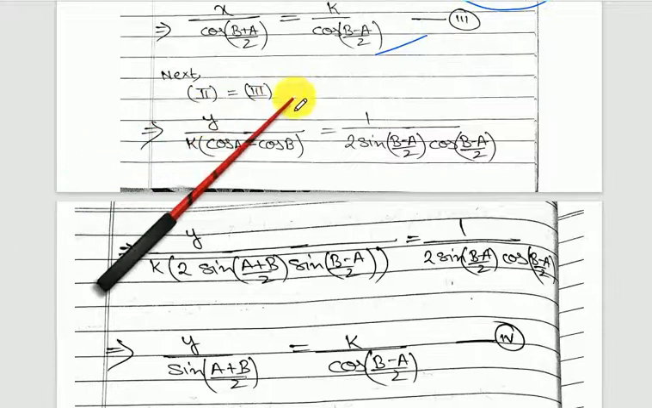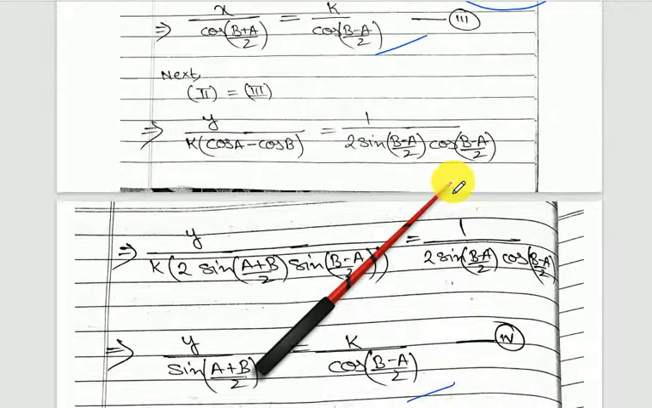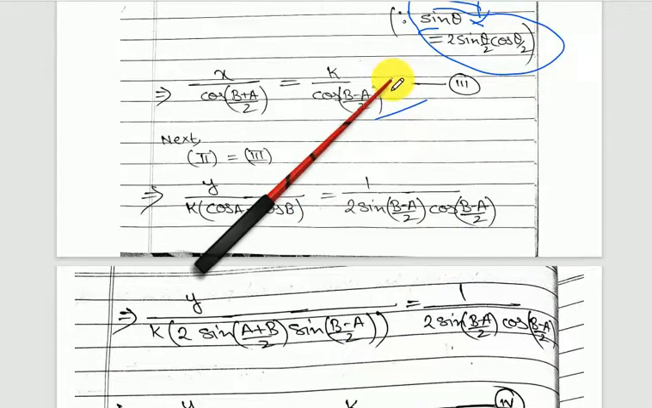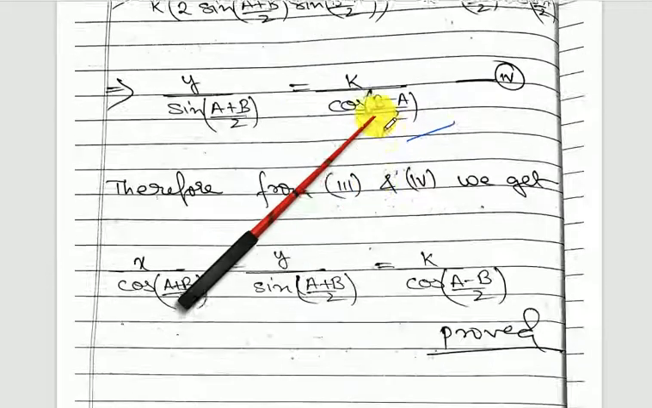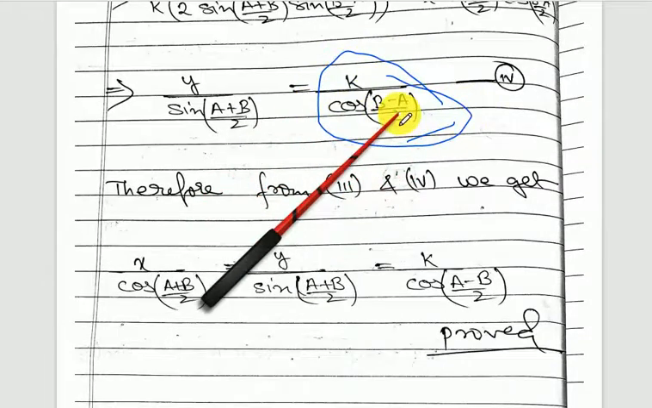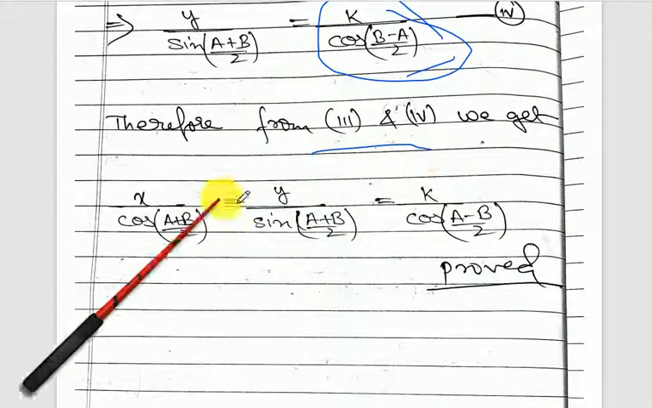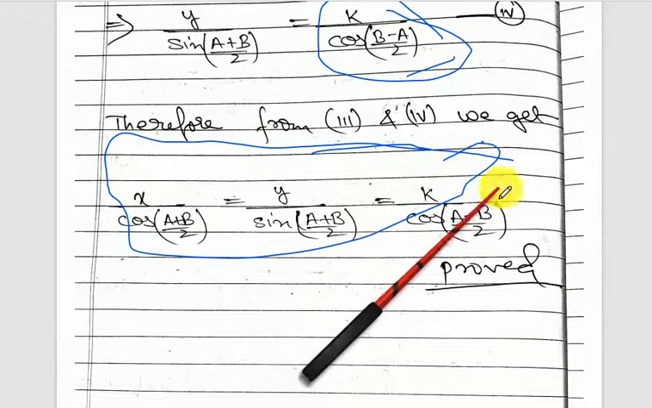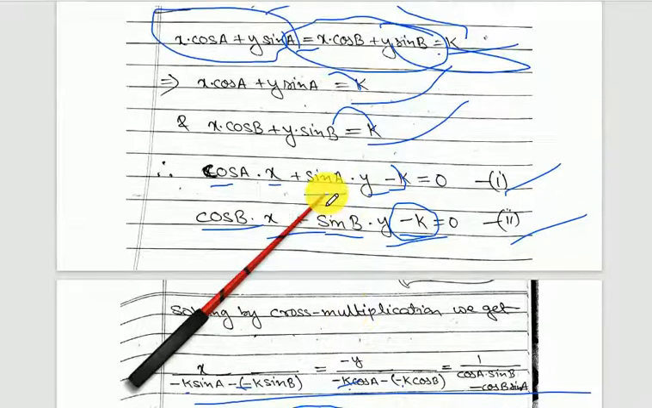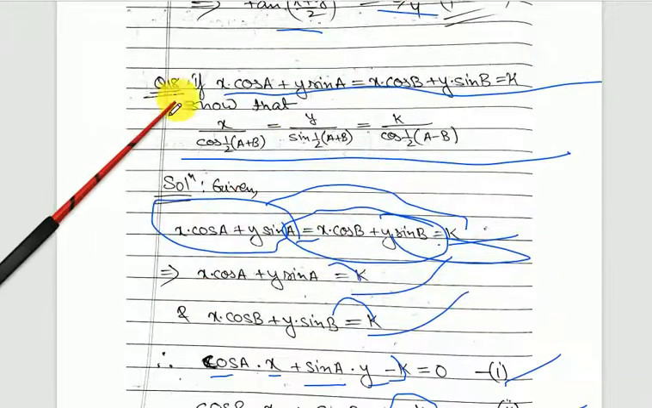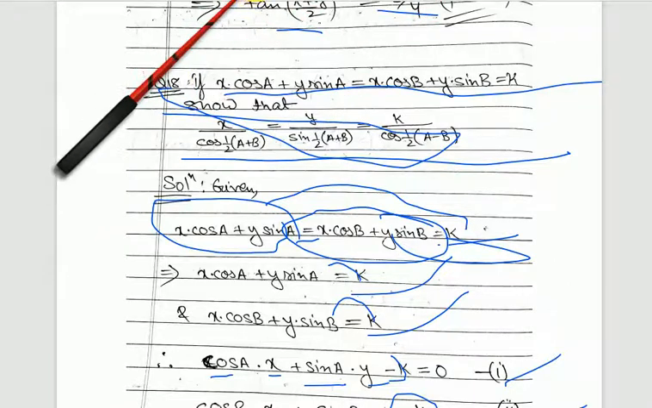Then put 2 equal to 3, and similarly you'll solve and you'll get this. You see that in equation 3 you have got k upon cos (b minus a) upon 2, and for 4 also you got k upon cos (b minus a) upon 2. Therefore, using 3 and 4 you get the desired value. So that's how it is proved. This is all for today, and this is how chapter 6 gets over.